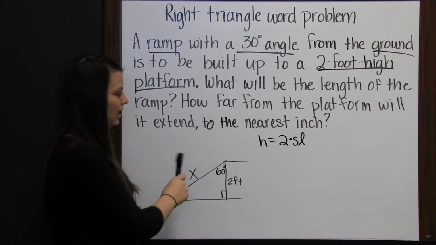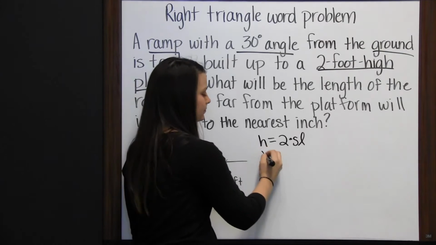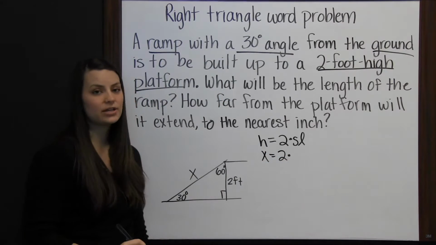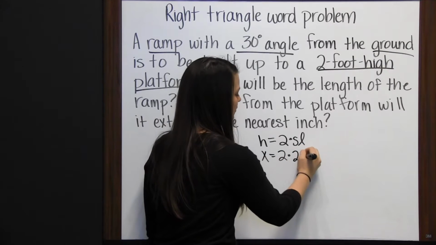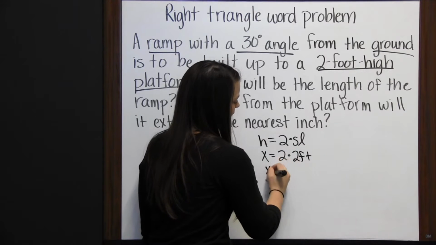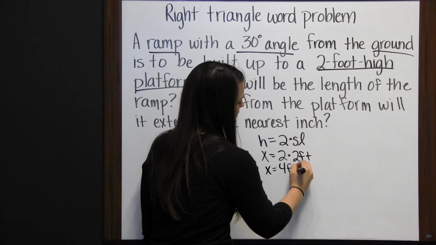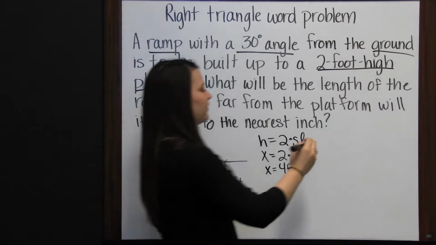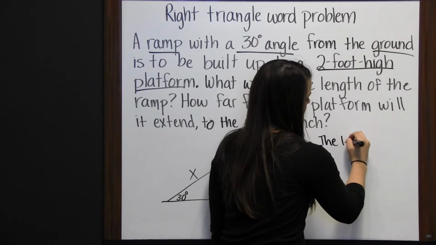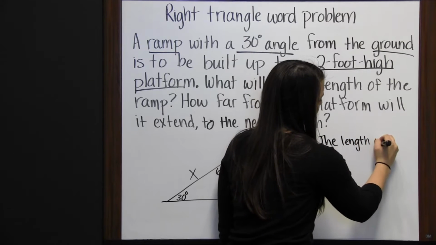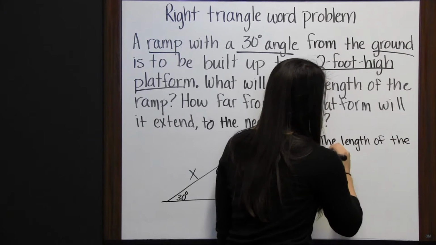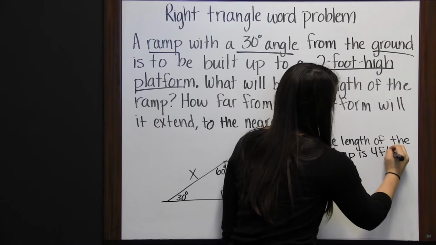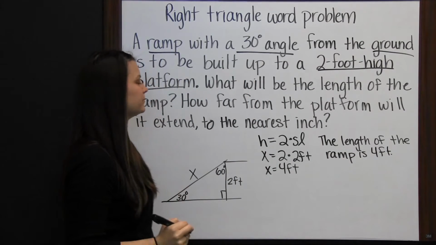Our hypotenuse, again, we're using x for, equals 2 times the shorter leg, which is that 2-foot side. So 2 times 2 feet, which means x is 4 feet. Therefore, the length of the ramp is 4 feet. So we've answered the first question.